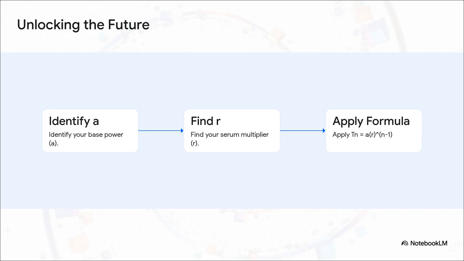To predict your exact power level at any future point, we use the nth term formula. You just take your base power a and you multiply it by your super serum r raised to the power of n minus 1. Why minus 1? Because that very first step requires no serum at all. That's how you unlock the future.